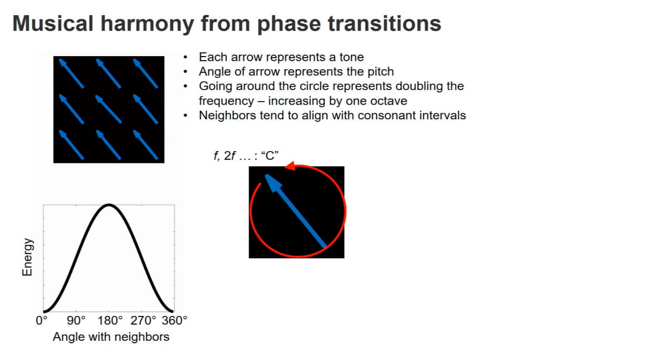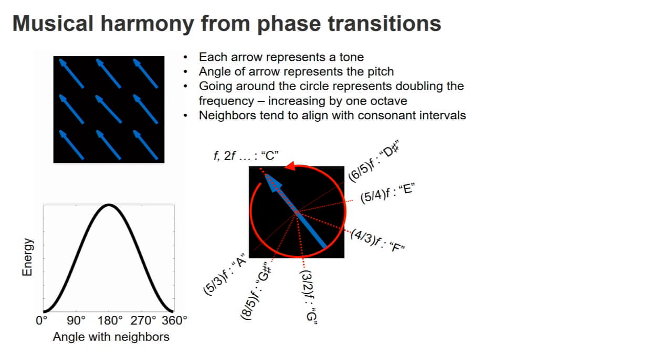How do they interact with their neighbors? Well, the idea is that they should form consonant combinations of sounds with their neighbors. So the most consonant interval is the octave, or unison, the same note played with itself. And that would represent the arrows being aligned, just like they were before, pointing in the same direction. But there are also other consonant intervals that occur at small, simple integer ratios around the circle. So we have 4/3 and 3/2, the perfect fourth and perfect fifth. 5/4 and 8/5 give you major thirds and minor sixths, and so on, with minor thirds and major sixths.